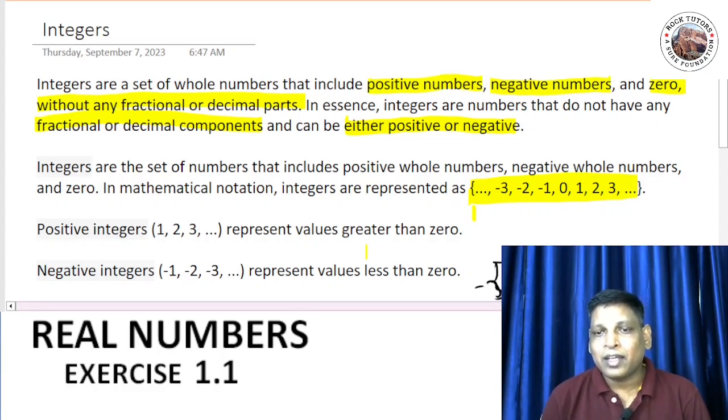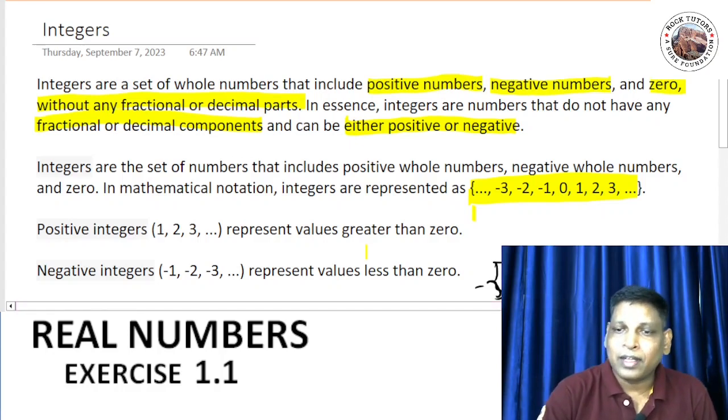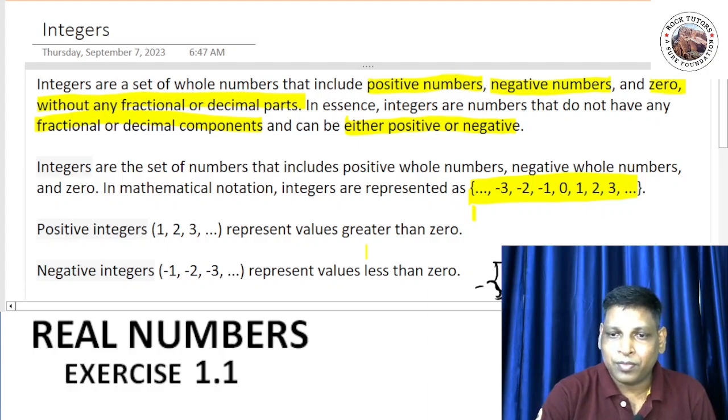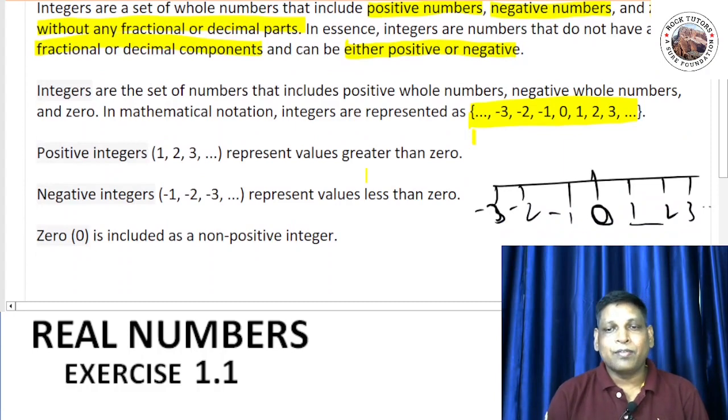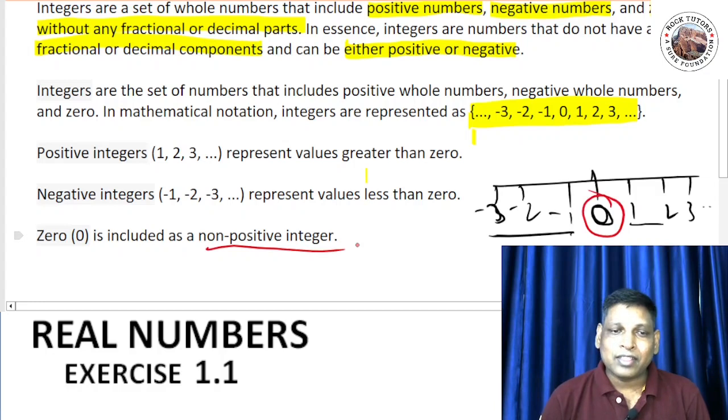So these numbers are less than 0. Here 1, 2, 3, these numbers are greater than 0. Numbers greater than 0 are called positive numbers, positive integers, and the numbers less than 0 are called negative integers. Now what about 0? Zero is included as a non-positive integer.